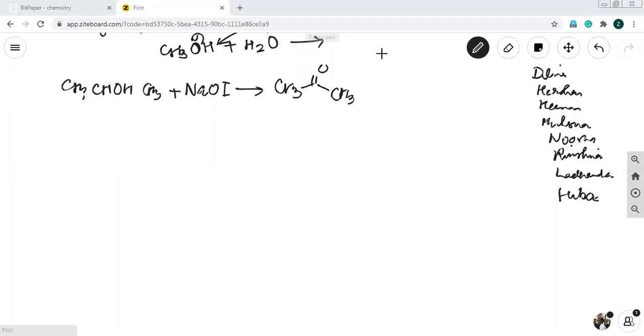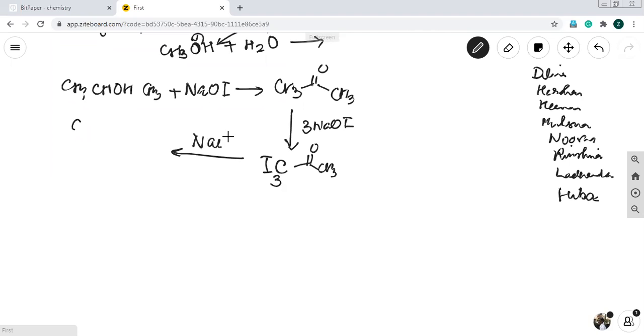Then this again reacting with 3 molecules of NaOI gives you CI3, C double bond O, CH3. This is treated with sodium hydroxide. The mechanism we had written yesterday. Okay, and we get CI3H.